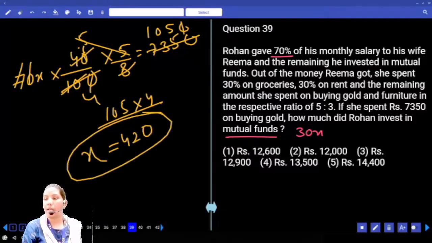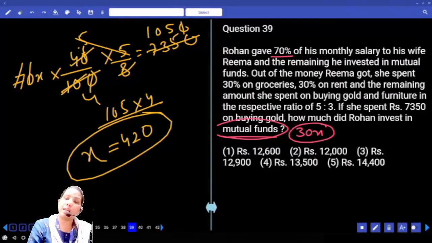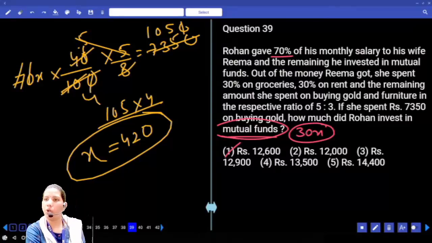The x value is 420. And the question is, what is the amount invested in mutual funds? Mutual funds is equal to 30x, not the x value. So 3 into 42 into 0. So it is 12600. First option. Total 100x is the salary of Rohan. Out of the salary, 30% is invested in mutual funds, and the remaining 70 he gave to his wife. What does the wife do? Again 30% groceries, 30% rent, and with the remaining amount she buys furniture and gold.